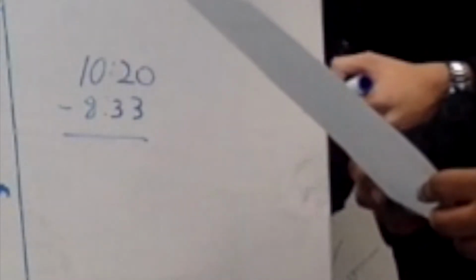So then I subtracted it by doing 0 minus 8. I couldn't do that, so then I crossed out my 10. Oh, you crossed out the 10. I got 9. Perfect.